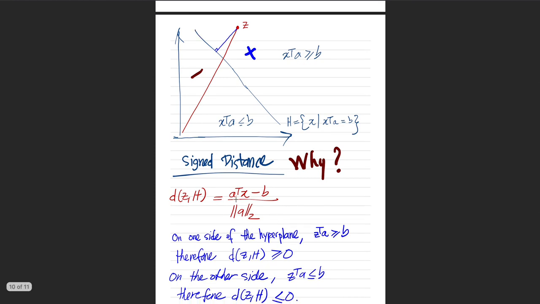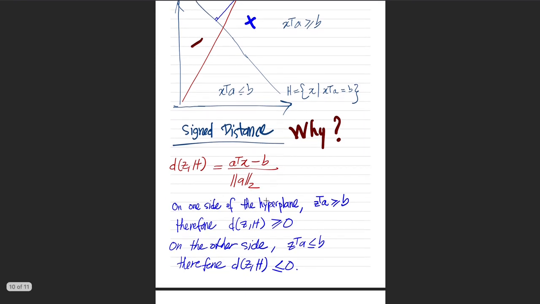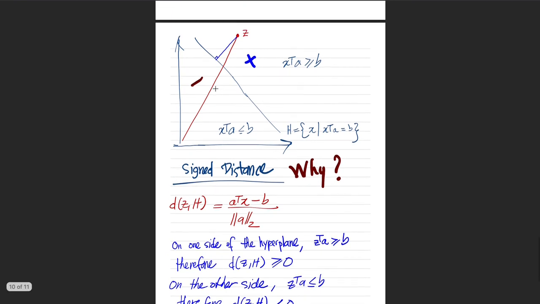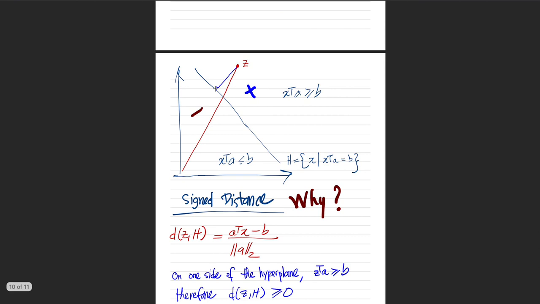So on one side of the hyperplane, A transpose x, which is the same as x transpose A, is greater than b, meaning that this distance is positive. Whereas on the other side, x transpose A is less than b. x transpose A is the same as A transpose x, so the distance becomes negative. So this is signed distance, and that is very helpful.